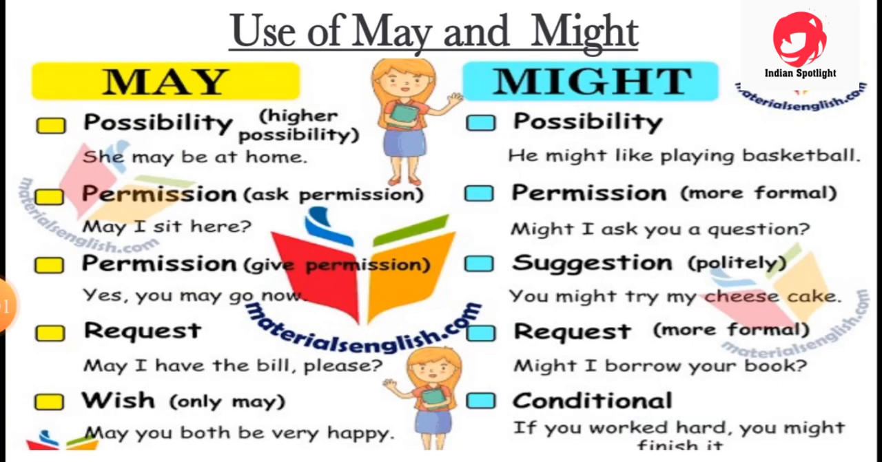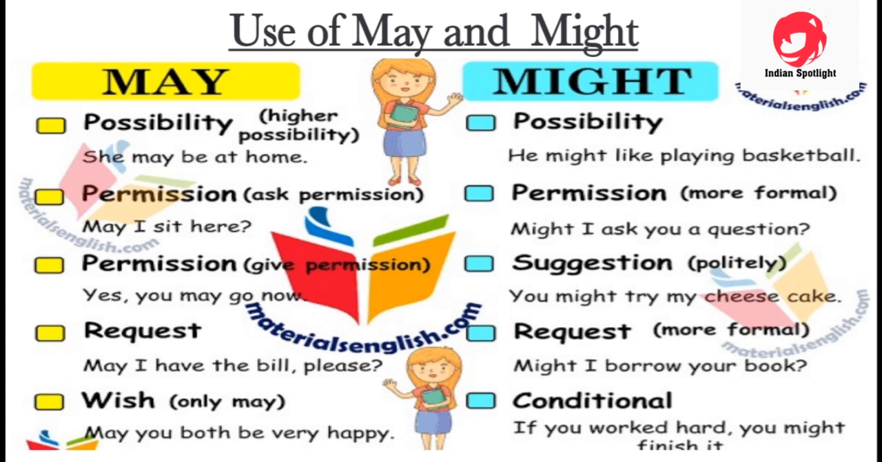Now, let us understand what may and might tell us about their usage. May refers to possibility, but that possibility is of a higher degree, meaning it is beyond expectation. For example, she may be at home. Here the speaker wants to mean that the chance of her being at home is higher than the expectation.